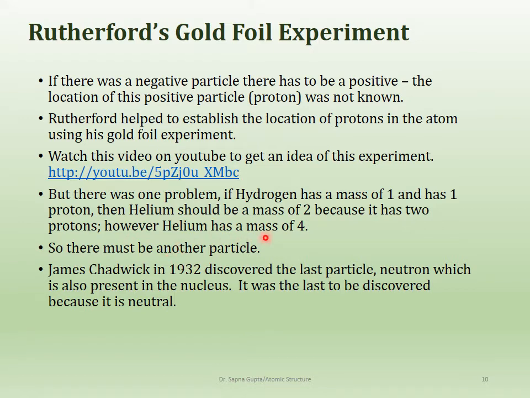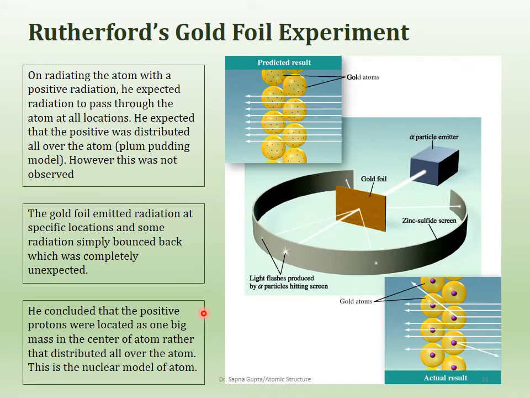And so the particle was discovered by James Chadwick almost about 30 years later. And this was the hardest to discover also because it is neutral, so it has no electrical charge. But anyhow, it was eventually discovered, and the neutron was found to exist in the nucleus of the atom, which is the center. So here's the gold foil experiment.